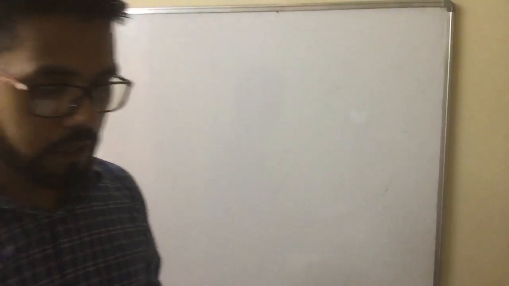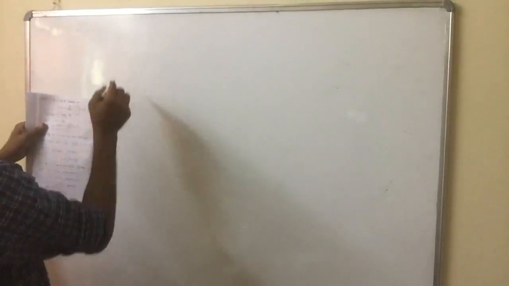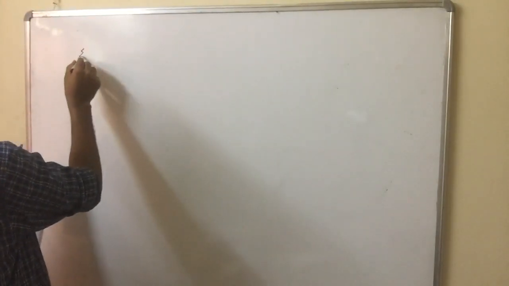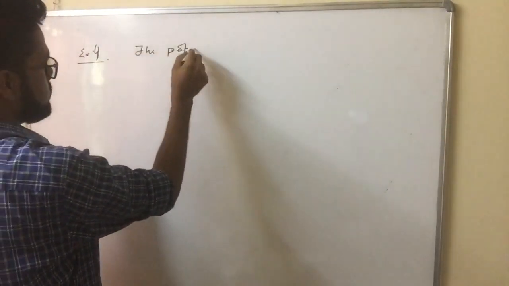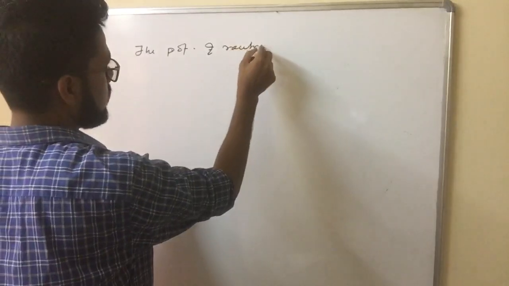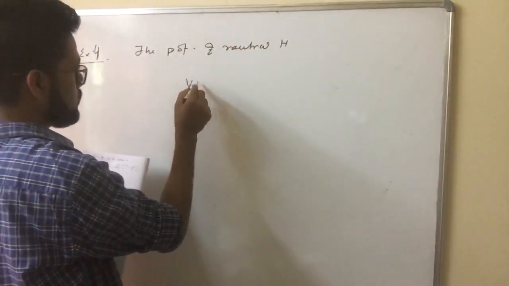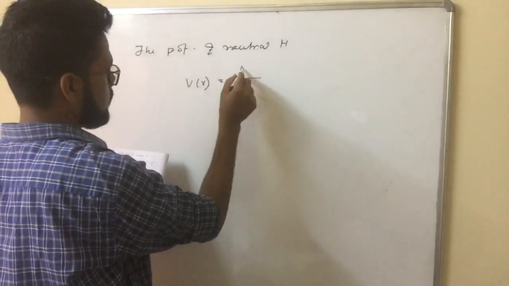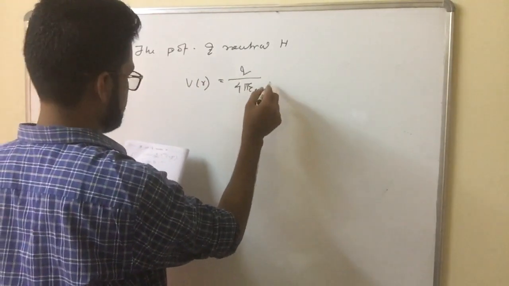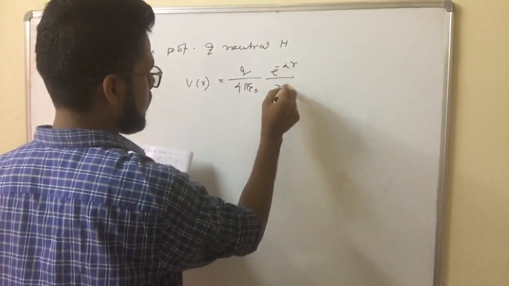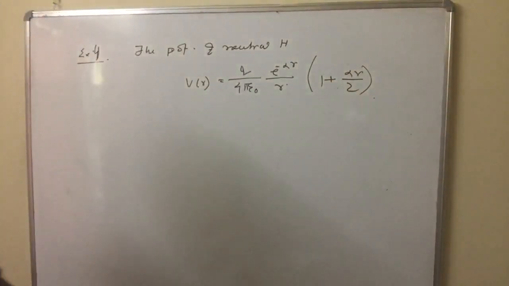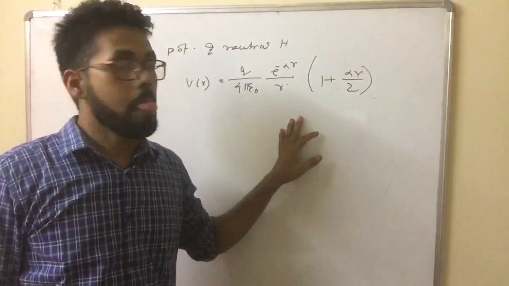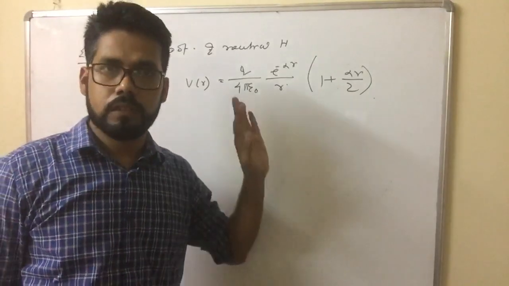Another question I am giving you, but I am not going to solve. This question comes in the exam. This is for exercise. The potential of a neutral hydrogen atom is given as V(r) equal to Q by 4 pi epsilon naught, e to the power minus alpha r by r, times 1 plus alpha r by 2. This question comes in the NET exam, and I am not going to give you the solution, but I will give you hints.